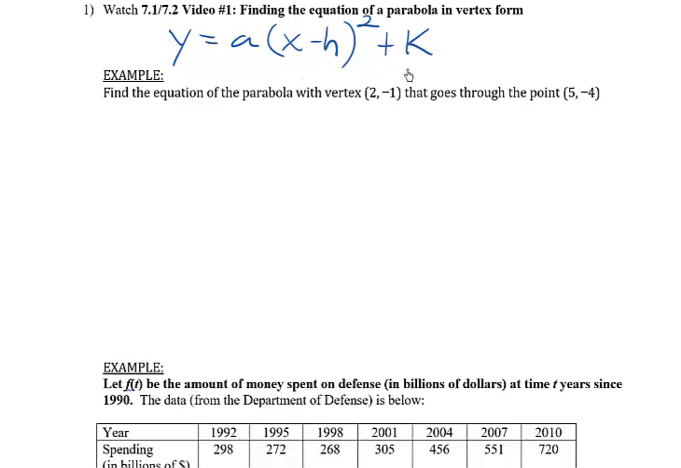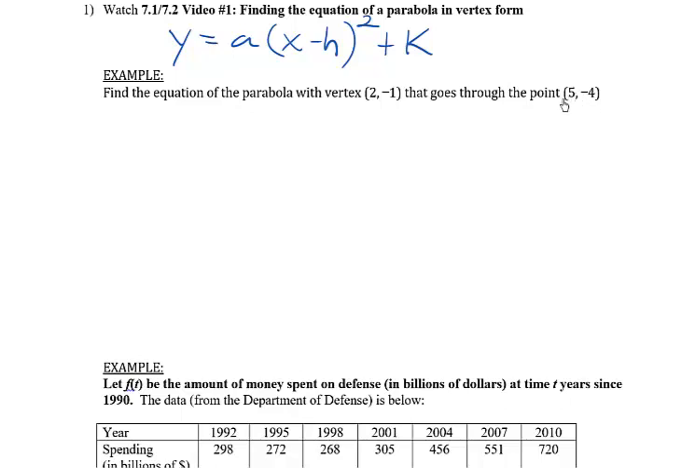Well, in this lesson and in this video, we're going to talk about how you go backwards. What if somebody gives you some information about a parabola and you want to write its equation? For example, this problem says find the equation of the parabola that has vertex (2, -1) and that goes through the point (5, -4).